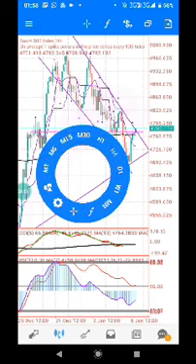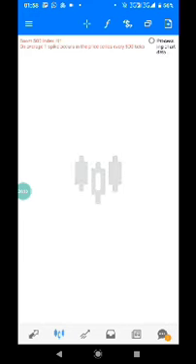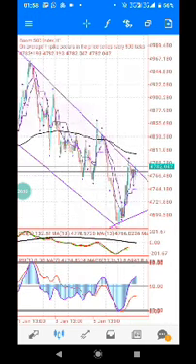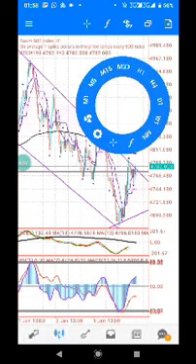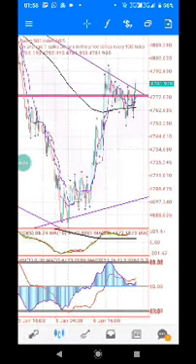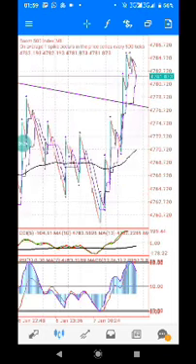Let's check our 1 hour. It's a downtrend, as you can see, so you can easily get into the market. Let's see the 50 minutes time frame. It's kind of consolidating. So you can easily enter the market, but make sure you are at the right trend.